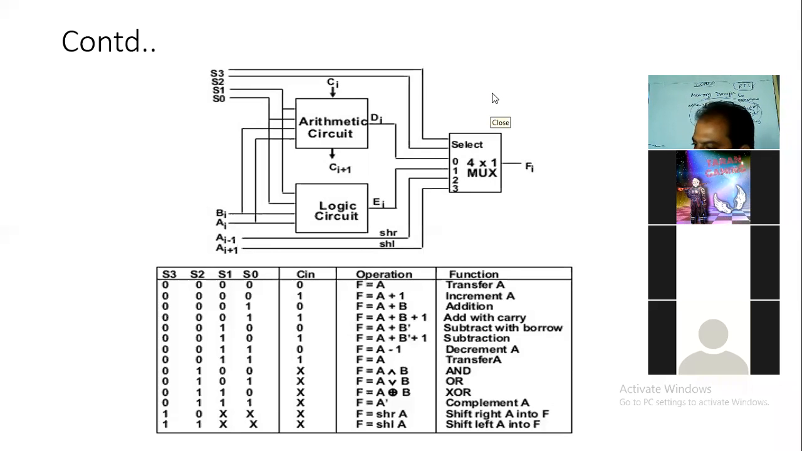Okay, the next is, have you students any doubt? No? Okay, let's say you have an example. We will know right now whether there is a doubt or not. Suppose you have a question.